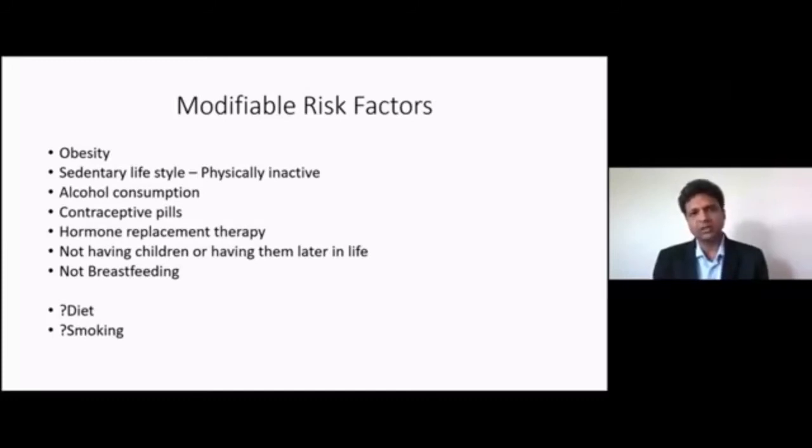When we look at modifiable risk factors, this is something that we can do, we can change in our life to ensure that we reduce the risk of developing breast cancer for us as well as our loved ones. The most important ones are obesity and sedentary lifestyle. Obesity is a very, very important risk factor for developing breast cancer, particularly if your BMI is high, that is more than 25, and certainly if it's more than 30, I think drastic steps would need to be taken to reduce an individual's risk of developing breast cancer.